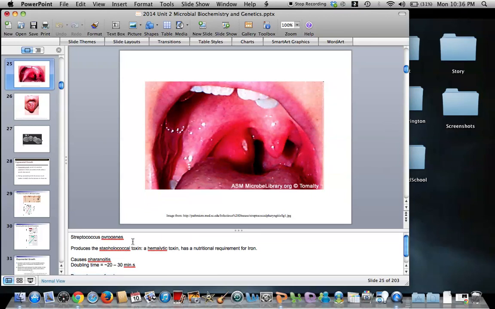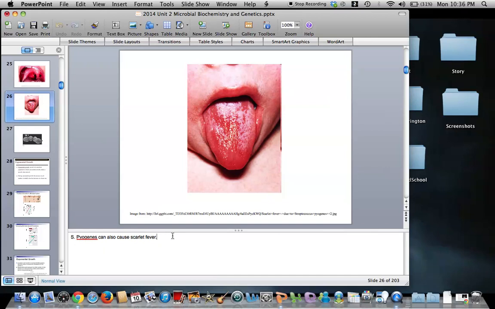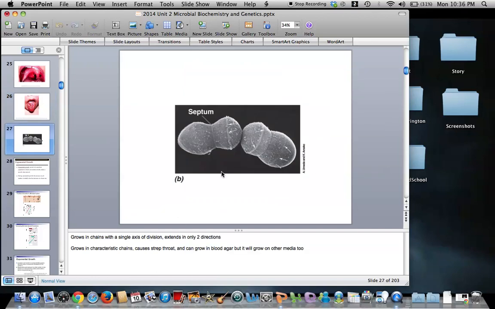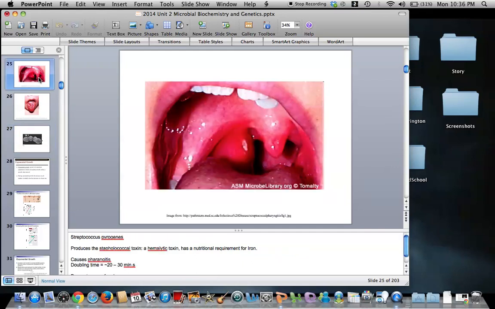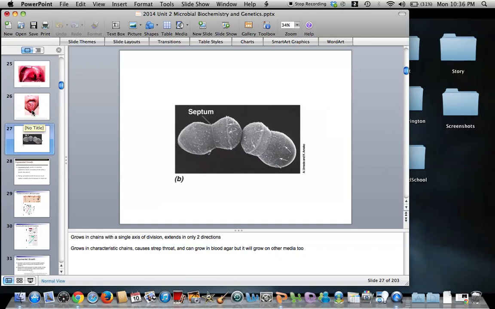I assume it is gram-negative because it causes disease. I'm not sure that's true. It can cause scarlet fever. It's the causative agent, and then this is the strep pattern. It grows in a chain. Causes strep throat, can grow in blood agar, but can grow in other places too. I will have to check and see if this is truly gram-negative. I thought it was until I remembered it was cocci. I'll look into it. Maybe I'll post that after this video.